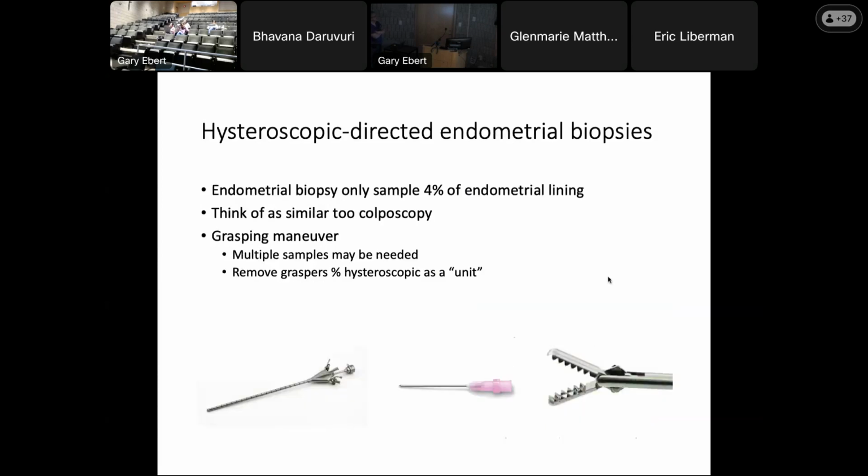So office endometrial biopsies only sample about 4% of the lining of the uterus. When you do an office endometrial biopsy, only 4% of the lining is sampled, which is not a lot. The reason we do it is the thought is if there's cancer there, then it would be everywhere and you'd get it, but it's only sampling 4% of the lining.